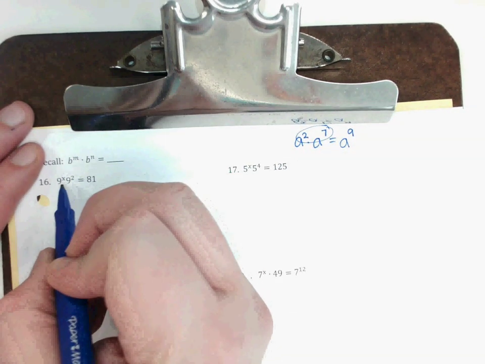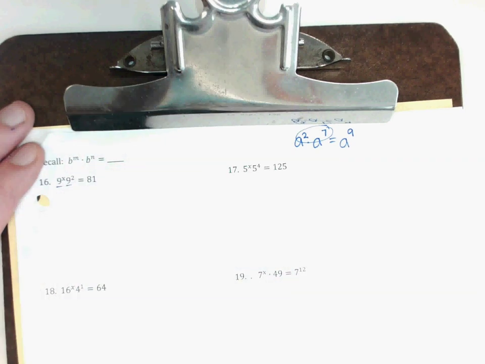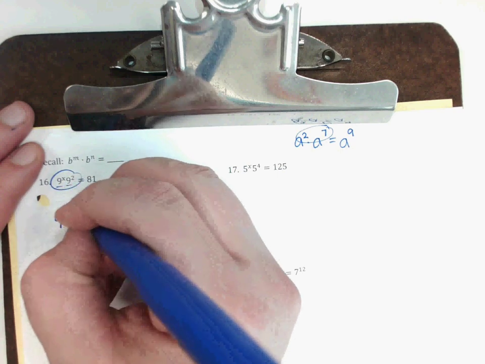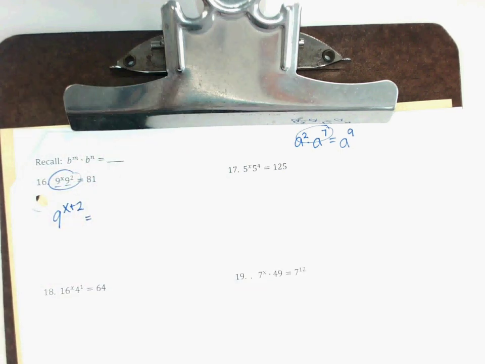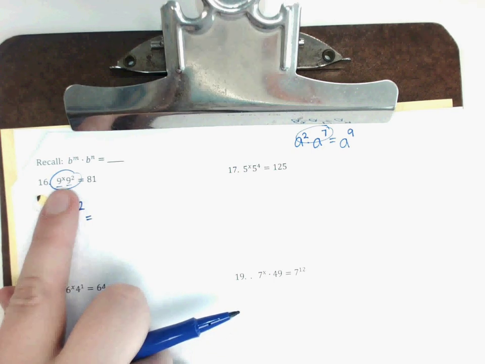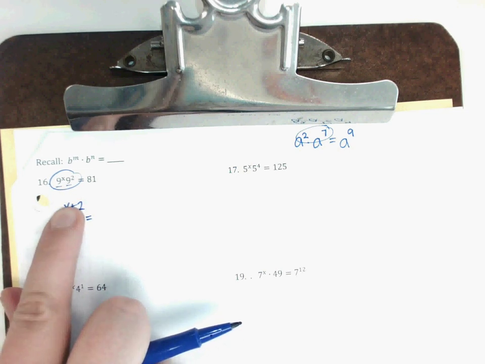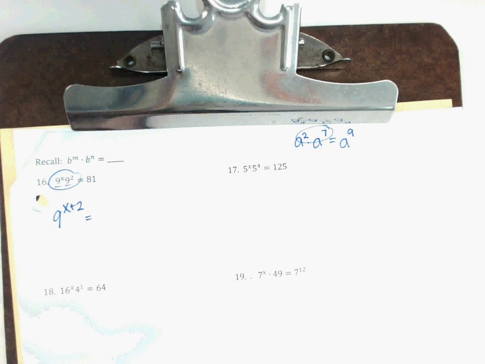So whenever you have like bases here, where they both have 9s, you're going to group that into 9 to the x plus 2. So whenever you have 2 things with the same base, for example, they both have 9s, you're going to combine by adding the exponents. Now, 81 needs to be converted.